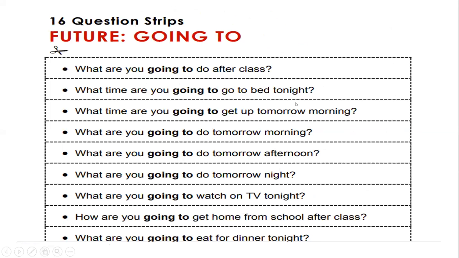Okay, now it is your turn. We have been talking about some and providing some examples. So now is your time to speak, right? Here it says future. We are going to talk about future using going to, and then we are going to talk about some plans we can have. For example, what are you going to do after class tonight? Or what time are you going to go to bed tonight? What time are you going to get up tomorrow morning? What are you going to do tomorrow morning? What are you going to do tomorrow afternoon? What are you going to do tomorrow night? What are you going to watch on TV tonight? How are you going to get home from school after class? What are you going to eat for dinner tonight?